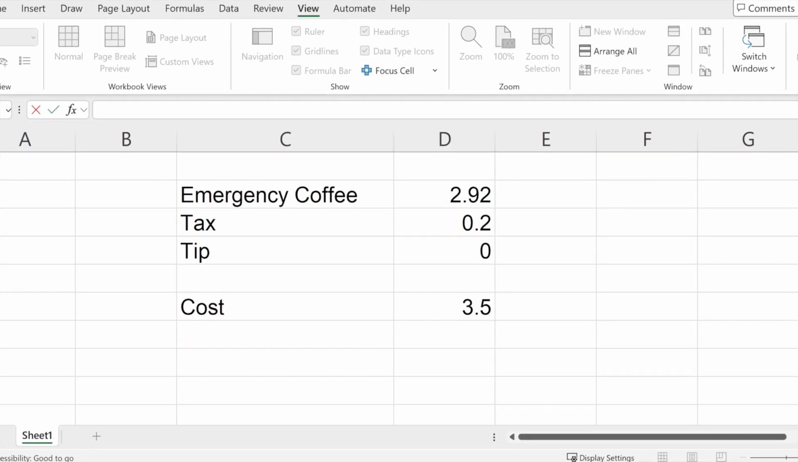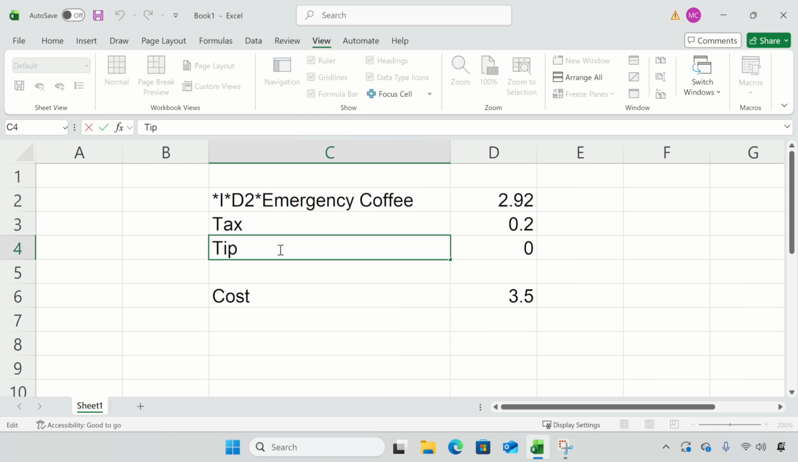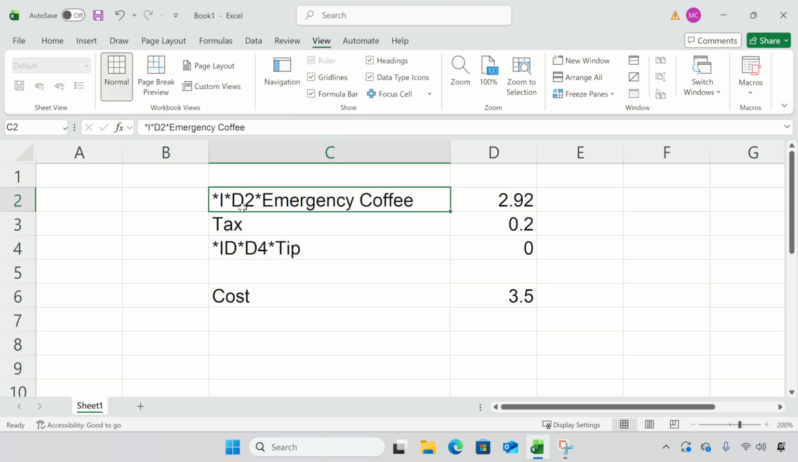For the emergency coffee price, we tag it with *I*, then the cell it refers to, D2. So *I*D2*, done. Easy. Next, tip. For the tip, which defaults to 0, we use *ID*D4*. That tells Codcel, this is an input, and the default value is whatever is in the cell.